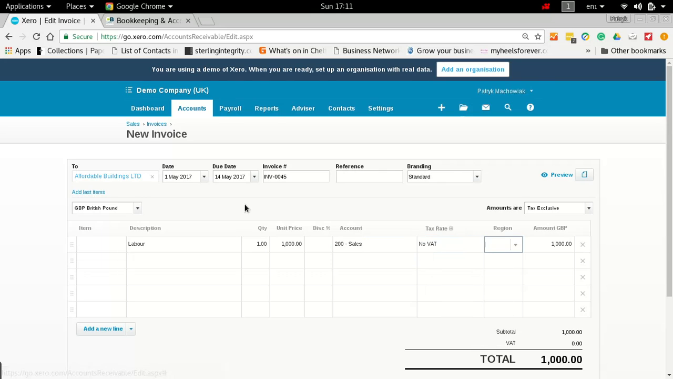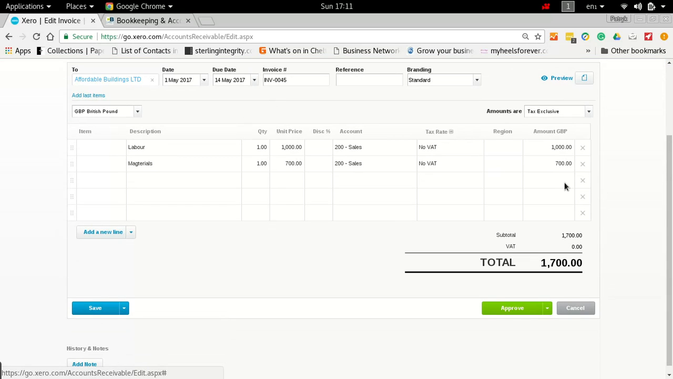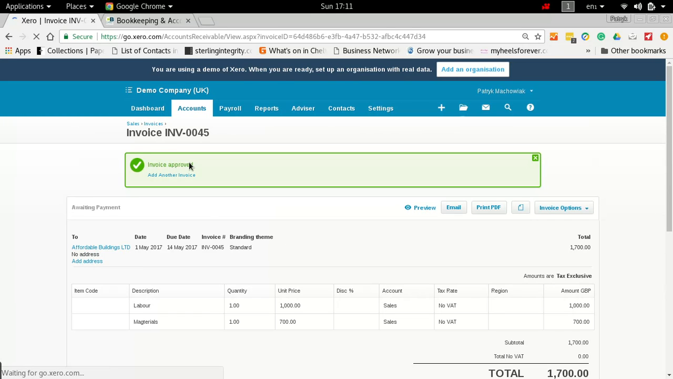Let's not include VAT at the minute, so as not to muddle it up. Materials, and let's say materials is 700. Again, don't worry about VAT at this point. Now we've got a £1,700 invoice sent to the main contractor. Let's approve it, and let's say this invoice is sent already. Okay, that invoice is sent.